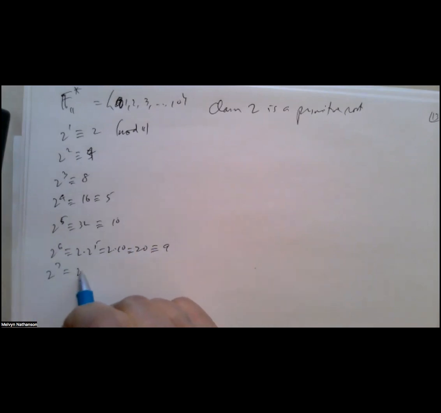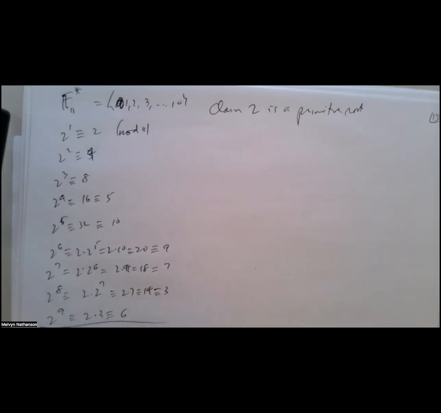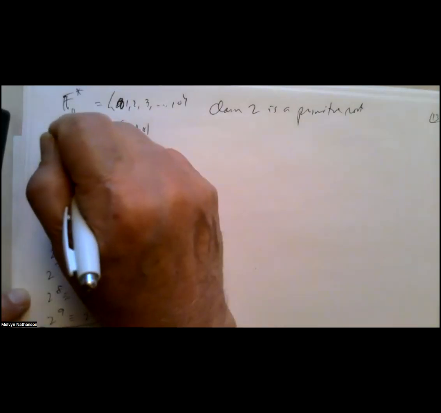2 to the 7th is 2 times 2 to the 6th, which is 2 times 9, which is 18, which is 7 mod 11. 2 to the 8th is 2 times 7, which is 14, which is 3 mod 11. 2 to the 9th is 2 times 3, which is 6 mod 11. 2 to the 10th is 2 times 6, which is 12, which is 1 mod 11, which is what we expect. And 2 to the 0, I should have said, is 1.